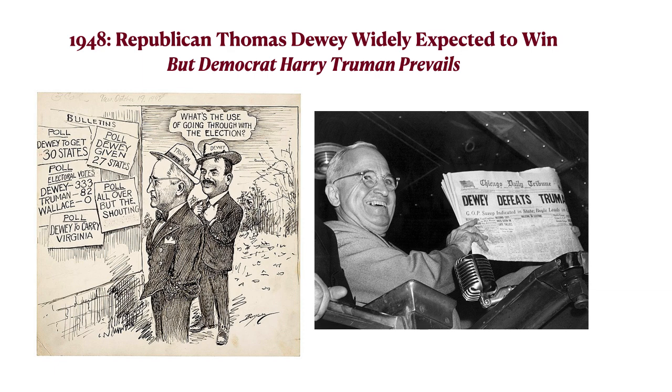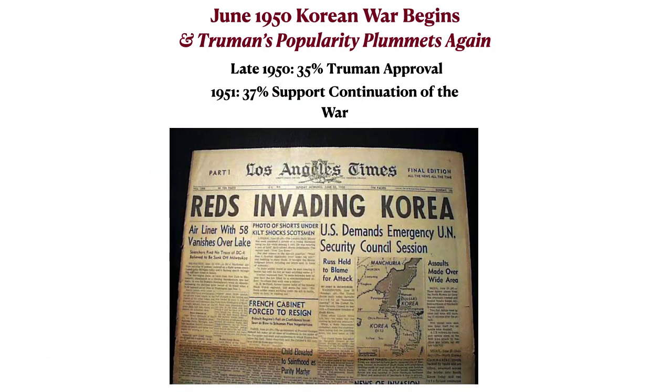Thomas Dewey was widely expected to win and win by a large margin. But the Democratic candidate and incumbent, Harry Truman, prevailed, and we have one of the most famous newspaper headlines in U.S. journalistic history, with Truman happily holding up the Chicago Daily Tribune with its headline, "Dewey defeats Truman," which of course did not happen. So Truman had been unpopular, gained popularity in his electoral bid in 1948.